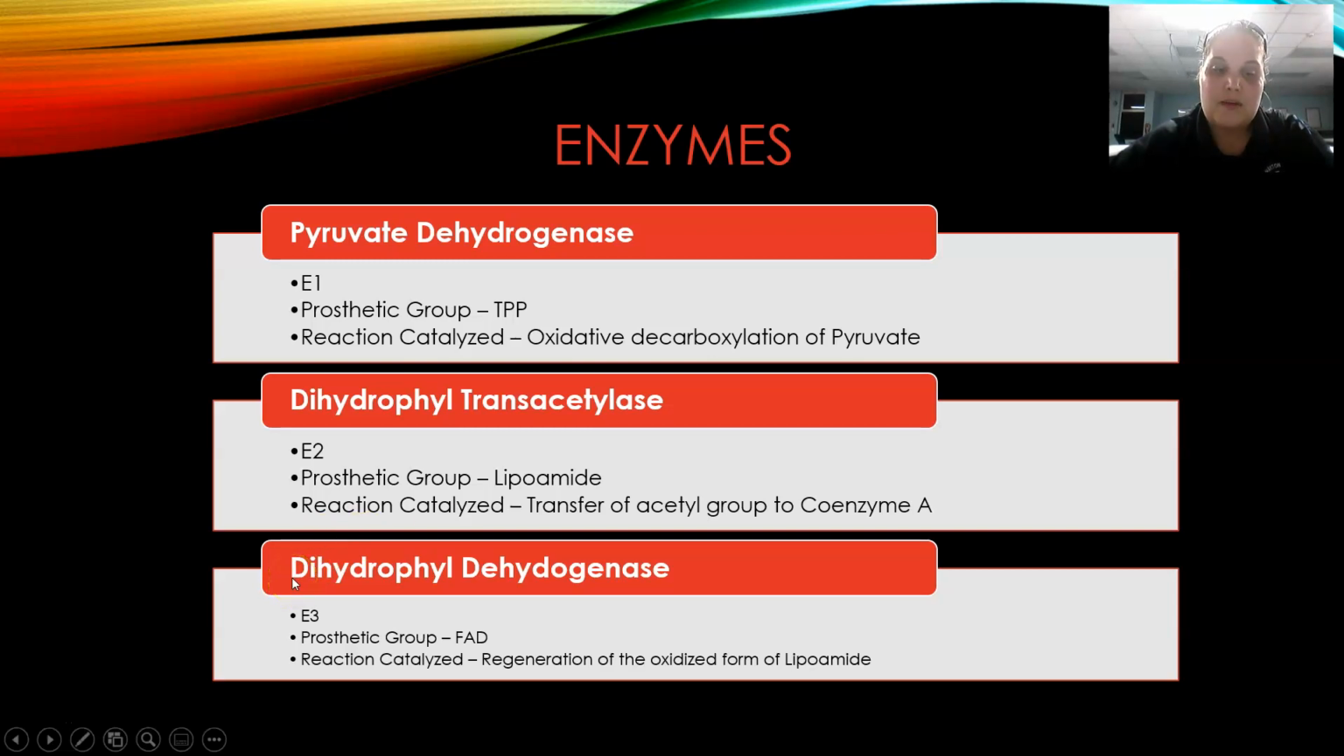The third and last enzyme in the complex is dihydrolipoyl dehydrogenase. Its abbreviation is E3 with a prosthetic group of FAD, and it catalyzes the regeneration of the oxidized form of lipoamide.